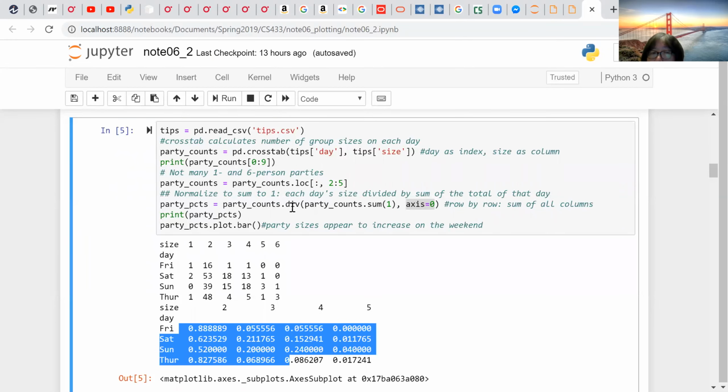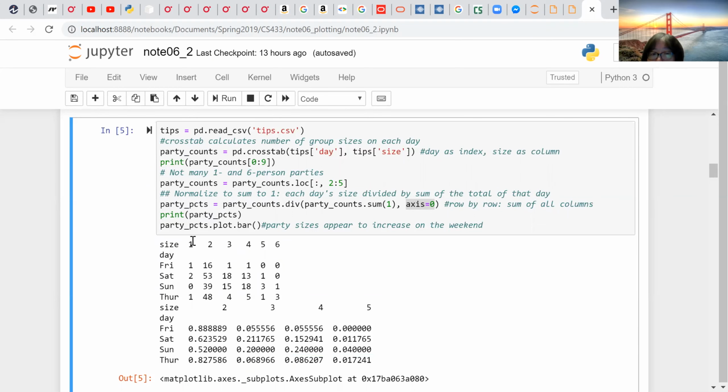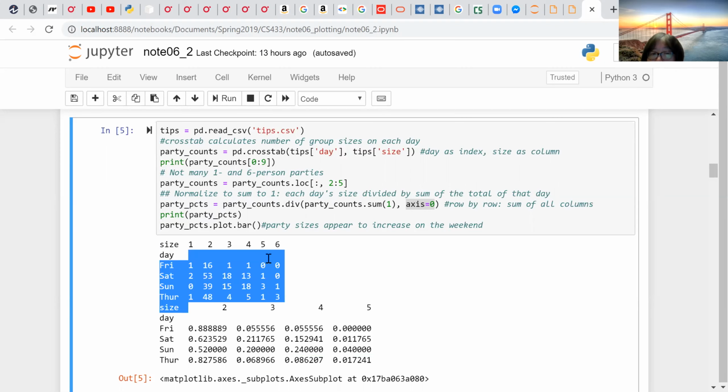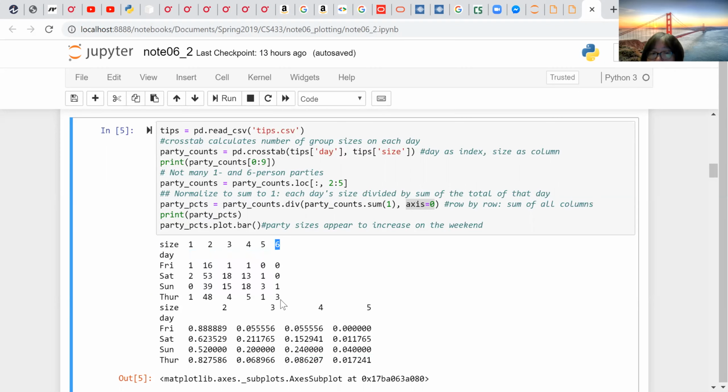And because we can see that for the one-person group and the 6-person group, there are not a lot of numbers showing, that's why we take them off. We just keep the 2, 3, 4, and 5 size groups, and that gives us this party size percentage.